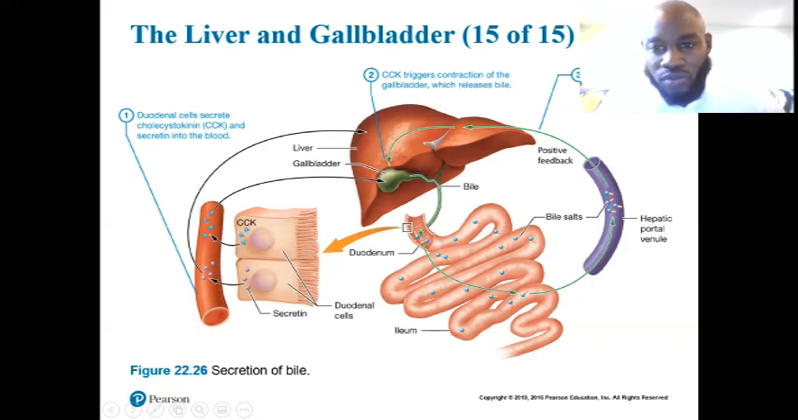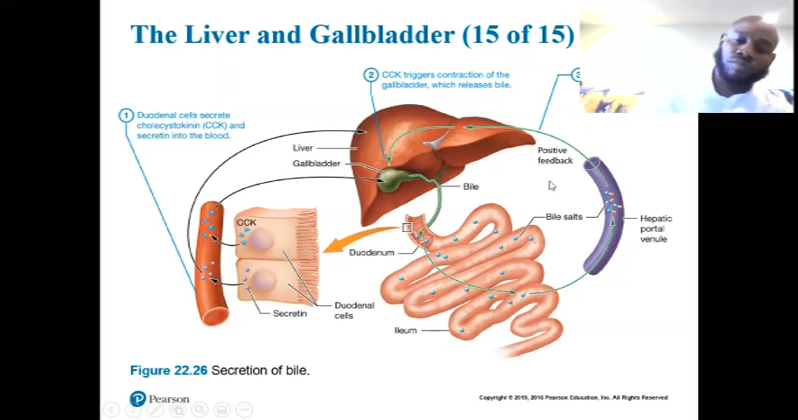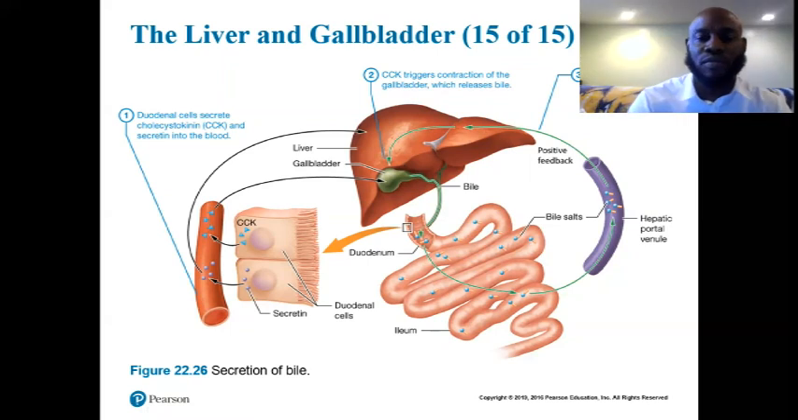Bile salts and secretin trigger the release of more bile. So bile salts in the intestines are absorbed by the bloodstream into the hepatic portal vein, which causes you to secrete more bile. Right?